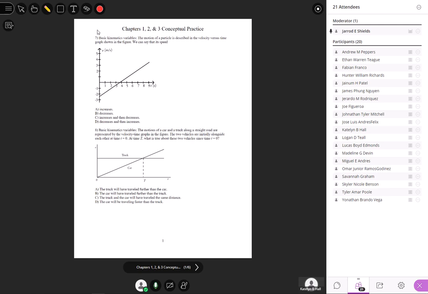Basic kinematics, variables. The motion of a particle is described in the velocity versus time graph shown in the figure. We can say that its speed would be what? So if we look at this velocity versus time graph, what could we say about the object's speed? Okay. So does anyone want to take a stab at this?